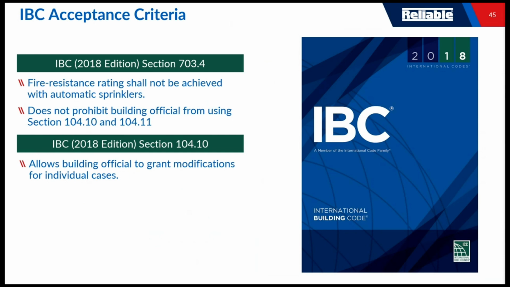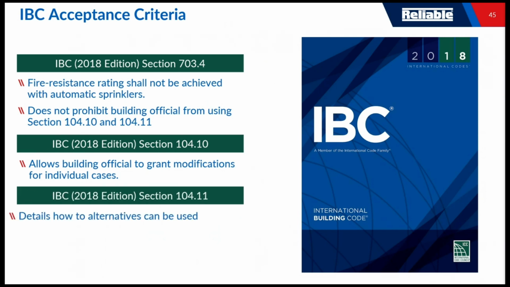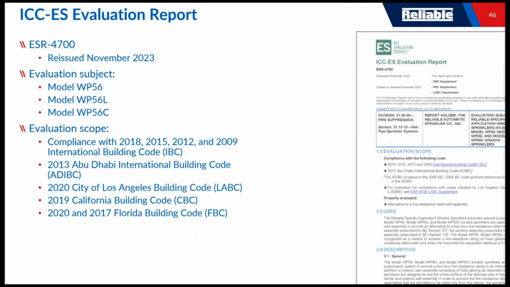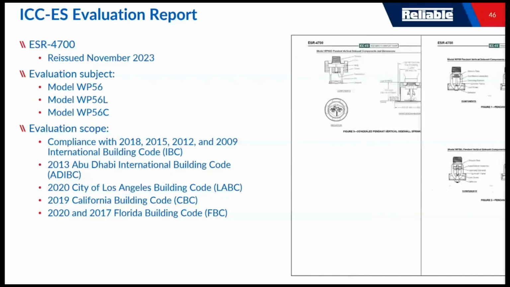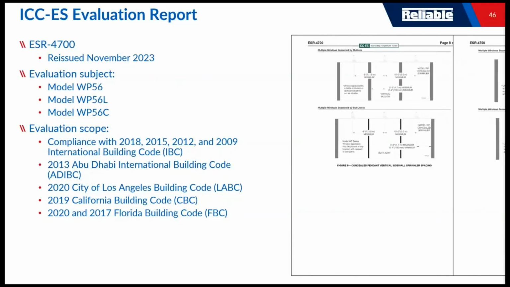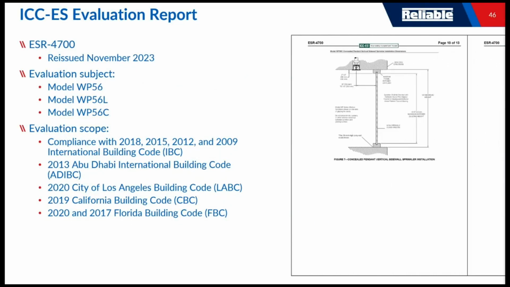And then 104.11 talks about you can really do this if you have solid research reports and tests. Okay, so what's a good version of that? Well, the best possible report that we can give you for this is one that's written by the ICC, the publisher of the IBC. So we have an evaluation report, 4700.